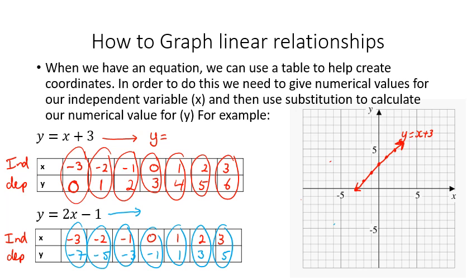So I have -3, -7. I have -2, -5, -1, -3, 0, -1, 1, 1, 2, 3, and 3, 5. So I've now been able to plot two graphs, or two equations, by allocating some numerical values for x, and then finding out my y values by substituting.